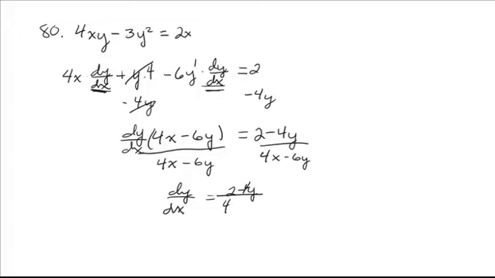over 4x minus 6y. Now I notice there's a factor of 2 in both terms at the top and the bottom. So I can think of it as factoring out 2 from the numerator and denominator, or I can think of multiplying by 1/2 over 1/2, since that's just 1. And what I end up with is 1 minus 2y over 2x minus 3y. And there is our final simplified derivative.